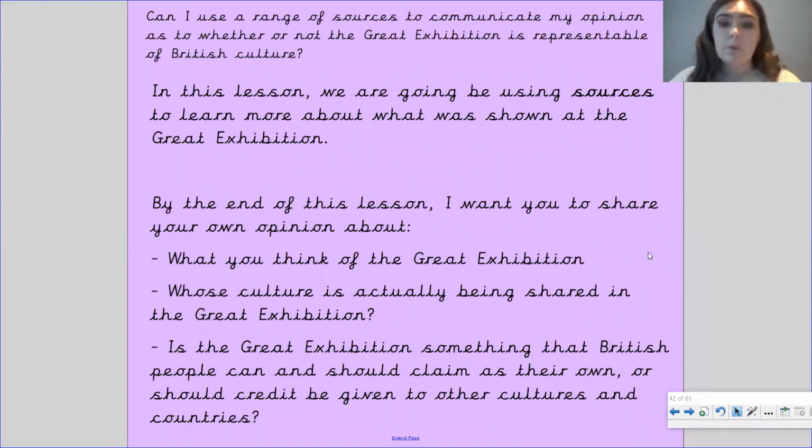So in this lesson, we are going to be using sources to learn more about what was shown at the Great Exhibition. And by the end of this lesson, I want you to share your own opinion about what you think of the Great Exhibition, whose culture is actually being shared in the Great Exhibition, and is the Great Exhibition something that British people can and should claim as their own, or should credit be given to other cultures and countries?